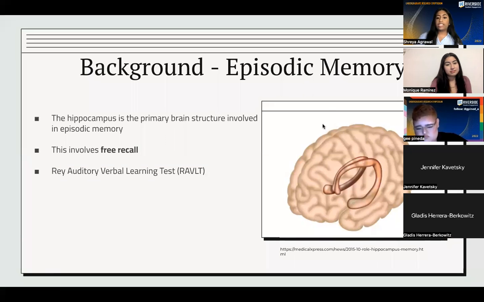If you look on the right-hand side, this is an image showing the hippocampus and where it's located in the brain. It is a bilateral structure, meaning it's found on both parts of the brain, so the right side and the left side. There are several ways to test episodic memory, and one of them is the Rey Auditory Verbal Learning Test, or RAVLT, and that was the specific episodic memory test that we used in this study.